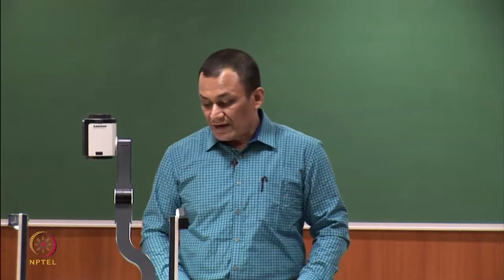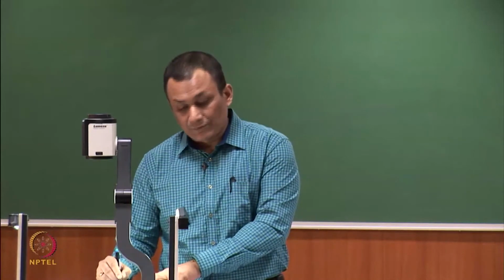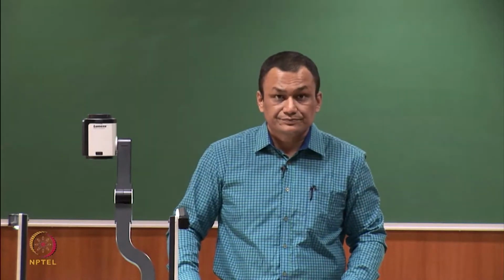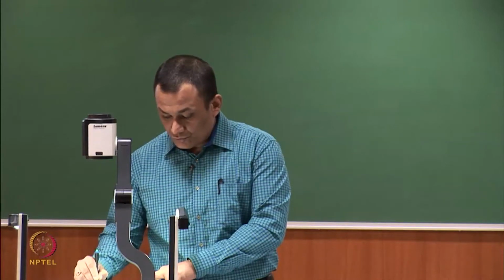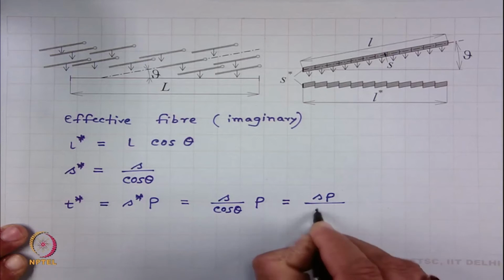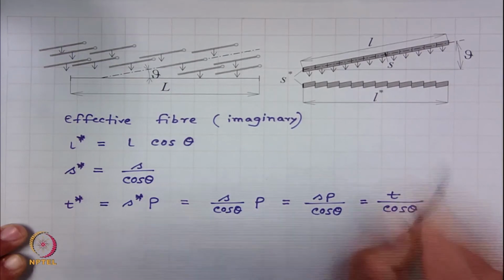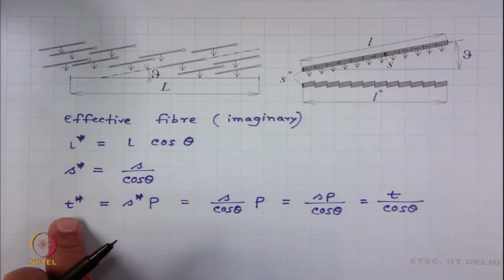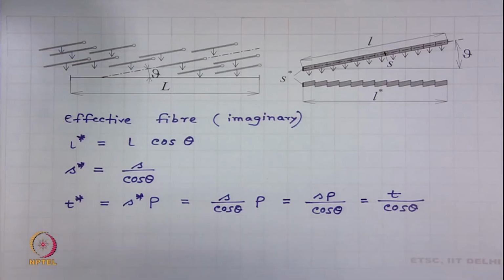Then what is the fineness of this effective fiber? T star we know from again module 1. This is the expression for fineness. S by cos theta into rho. So, S into rho by cos theta. What is S into rho? S into rho is T. T is the fineness of oblique fiber into cos theta, right. So, fineness of the effective fiber or imaginative fiber is equal to the fineness of oblique fiber divided by cos of the angle of inclination.